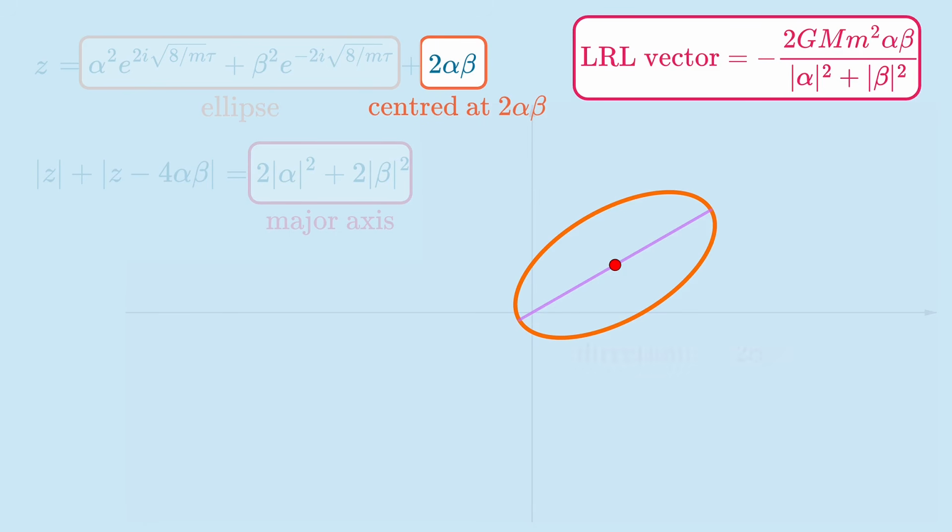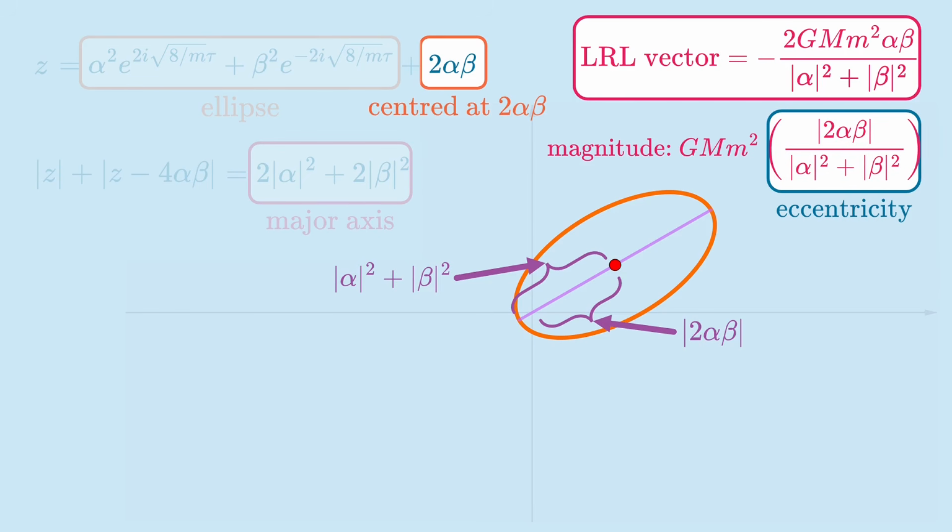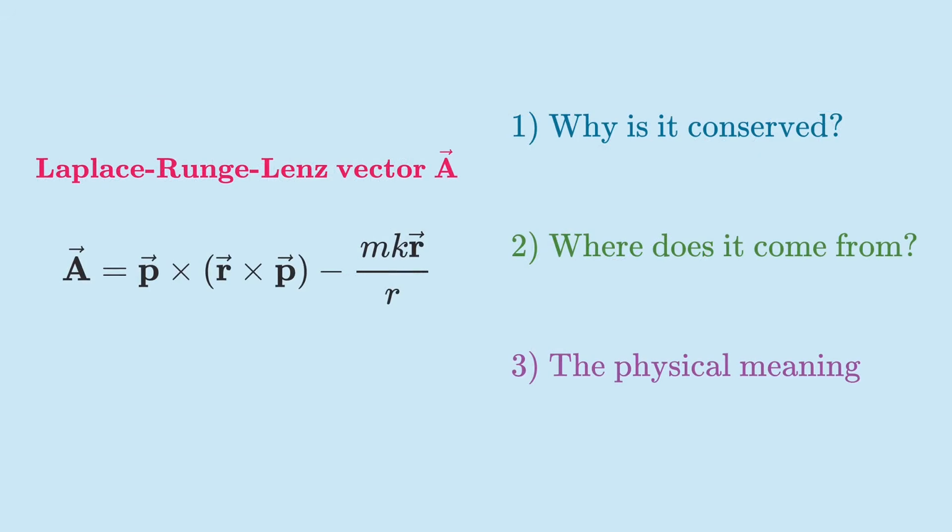The magnitude is GMm squared times the distance from the center to a focus of the ellipse divided by the semi-major axis. This ratio is called the eccentricity of the ellipse, a measure of how far away it is from a circle. In the beginning, we wanted to figure out 3 things about the LRL vector.